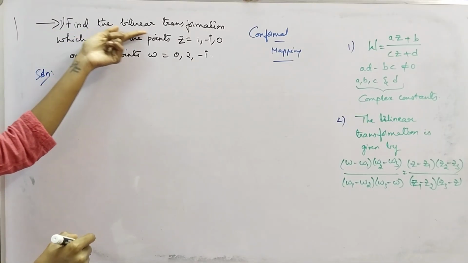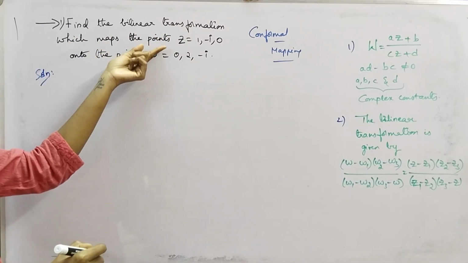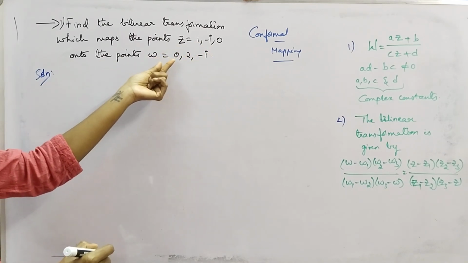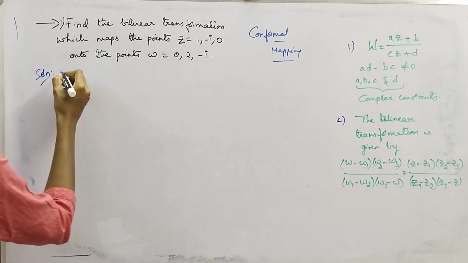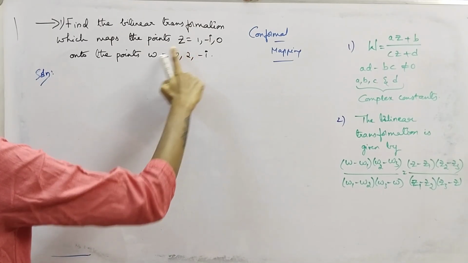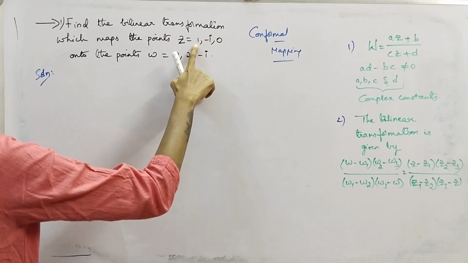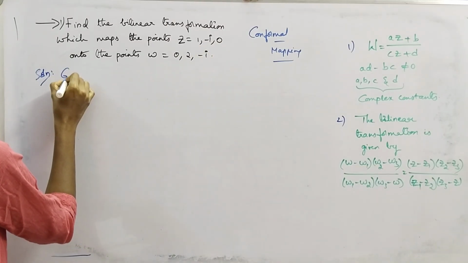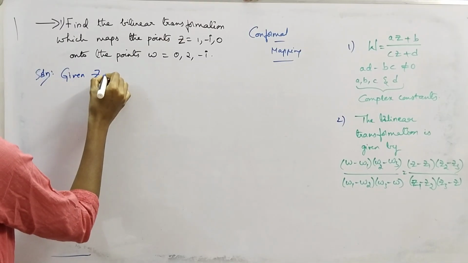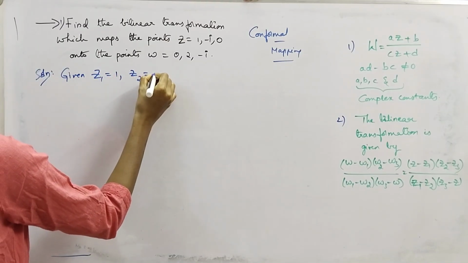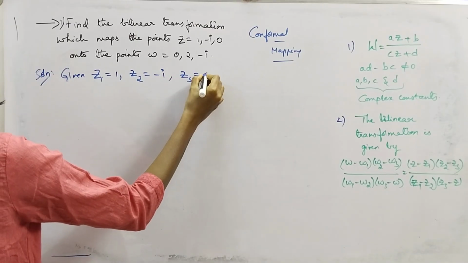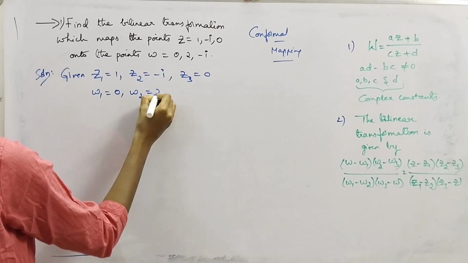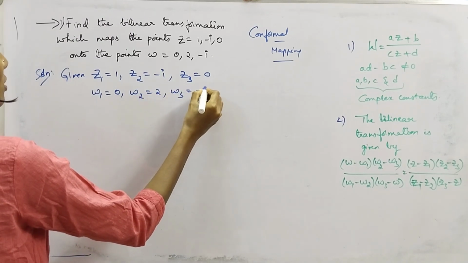Problem: find the bilinear transformation which maps the points z equal to 1, minus i, 0 onto the points omega equal to 0, 2, minus i. So we are given points z and omega. Consider these 3 points as z1, z2, z3 and these as omega 1, omega 2, omega 3. Given z1 equal to 1, z2 equal to minus i, z3 equal to 0 and omega 1 equal to 0, omega 2 equal to 2, omega 3 equal to minus i.